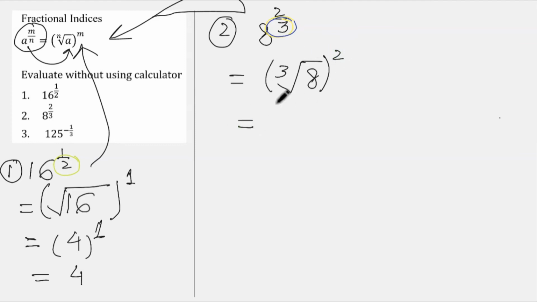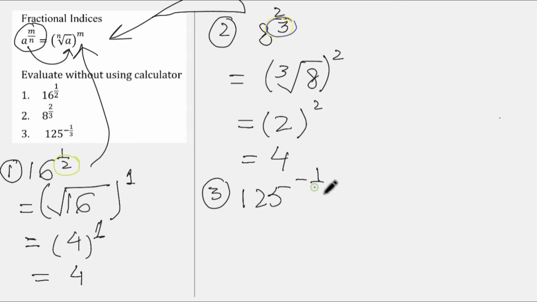So what is the cube root of 8? Since 8 is the cube of 2, the cube root of 8 will be 2, and 2 raised to the power 2 will be 4. So this is the answer. For question number 3, it is 125 to the power minus 1 by 3.